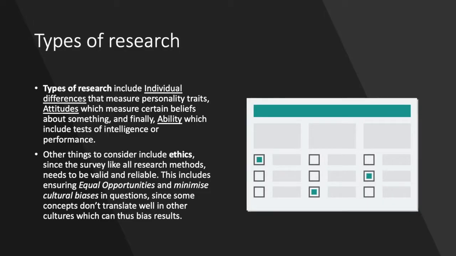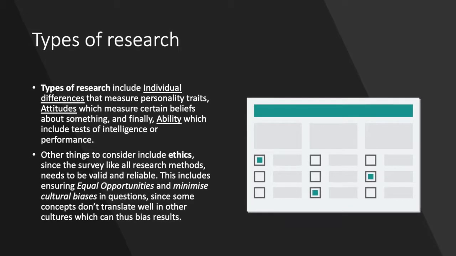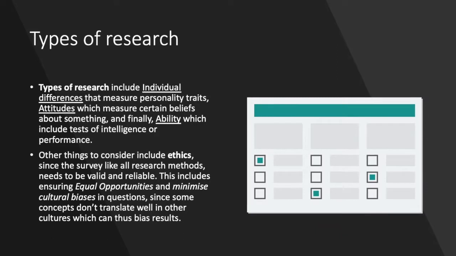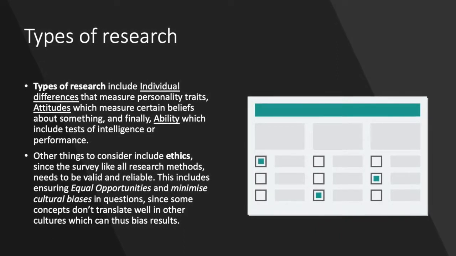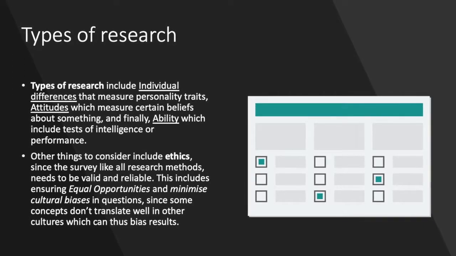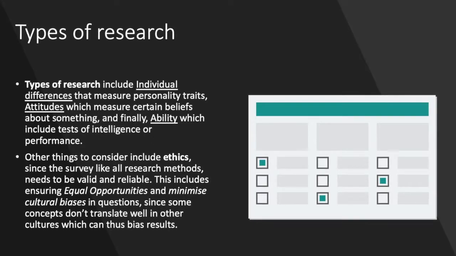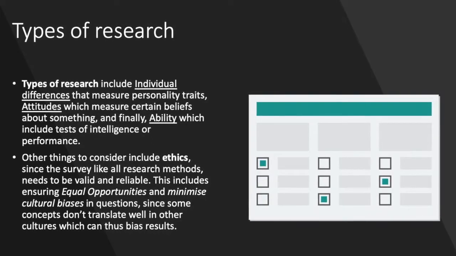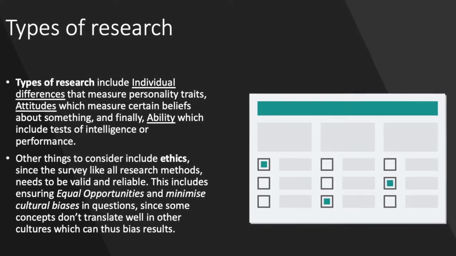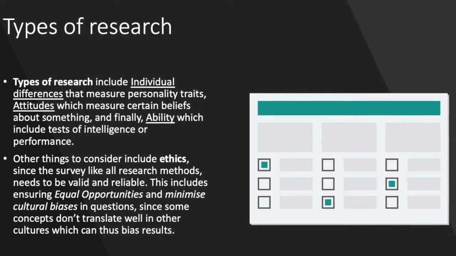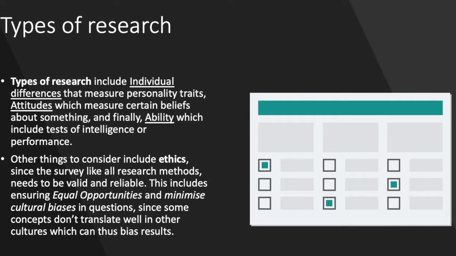Types of research include individual differences that measure personality traits, attitudes, which measure certain beliefs about something, and finally ability, which includes tests of intelligence or performance. Other things to consider include ethics, since the survey, like all research methods, needs to be valid and reliable. This includes ensuring equal opportunities and minimizing cultural biases in questions, since some concepts don't translate well into other cultures or languages, which can thus bias results.